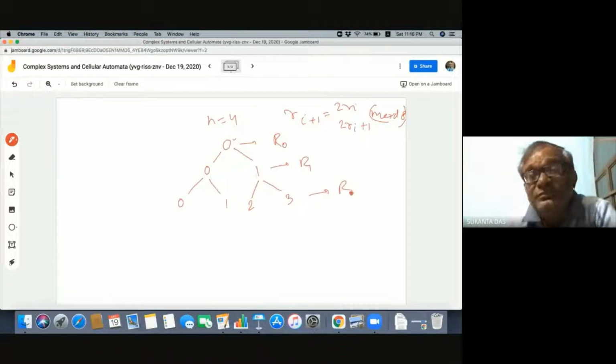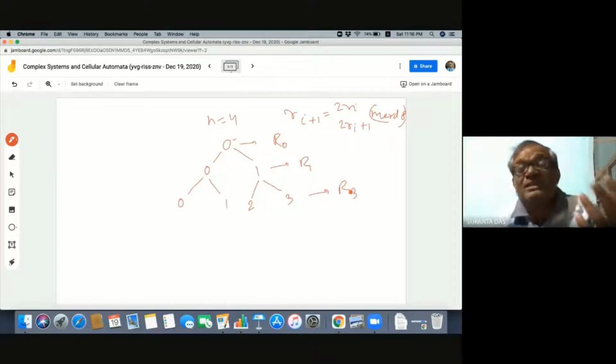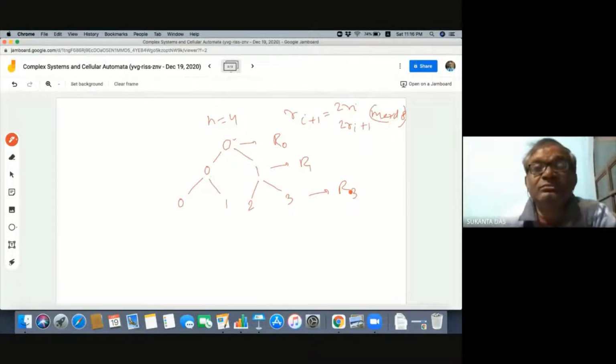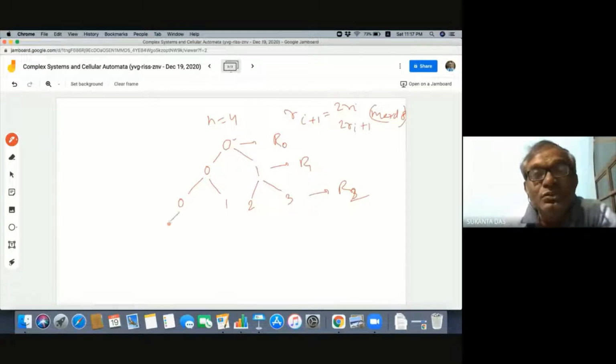The RMTs of R3, because I have considered a non-uniform CA, so for different cells, different rules are acting. I'm saying it's a 4 cell CA, so for the last cell, from the 0, what can I get? I can get 0. Can I get 1? I can get 1.